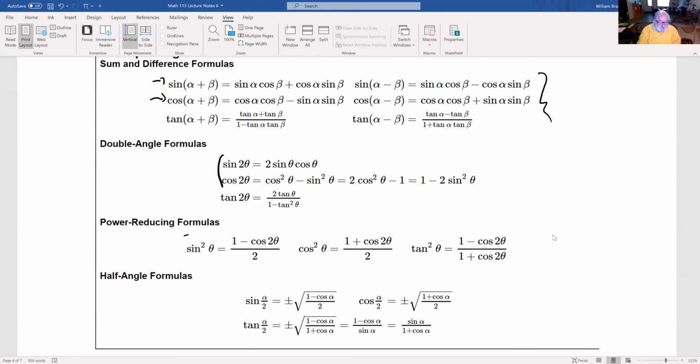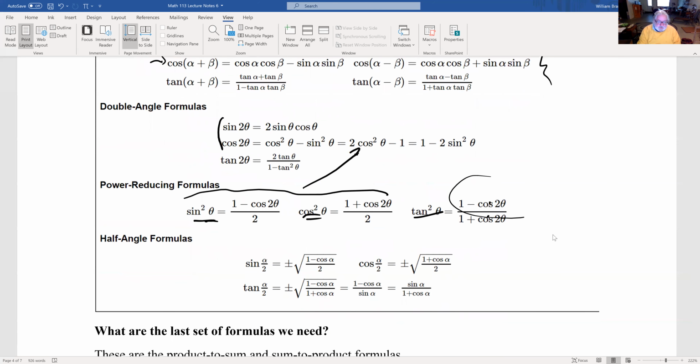These all come from cosine 2 theta, so that's not too bad. Tangent squared theta is this over this. That just comes from dividing sine squared theta by cosine squared theta, right? It's this term divided by that term gives you this. And the half angle formulas also come from this. Half angle formulas generally you don't need to memorize. You can look them up.